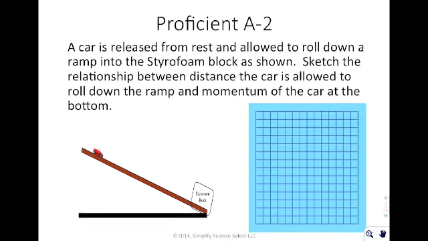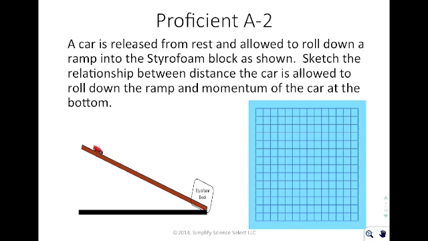So this is kind of a tough one right here because we've got to look at our axes here. We're trying to sketch the relationship between distance, which is what we're going to allow to vary, and then we're going to have momentum as something that depends on that particular distance. Now you know that momentum doesn't directly depend on distance, but for this experimental situation, the longer this thing is allowed to roll, the faster the velocity is going to be.